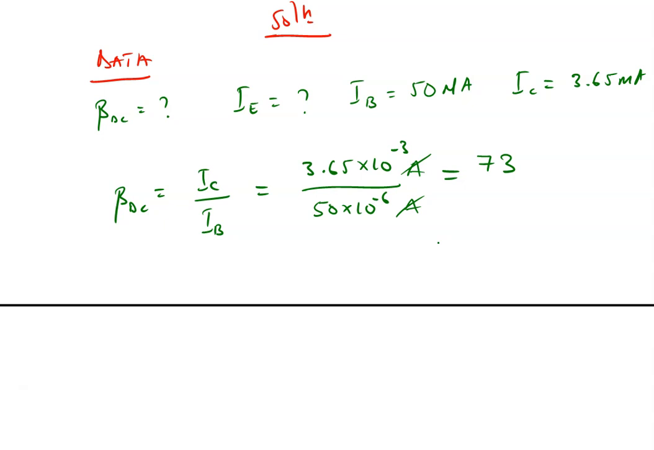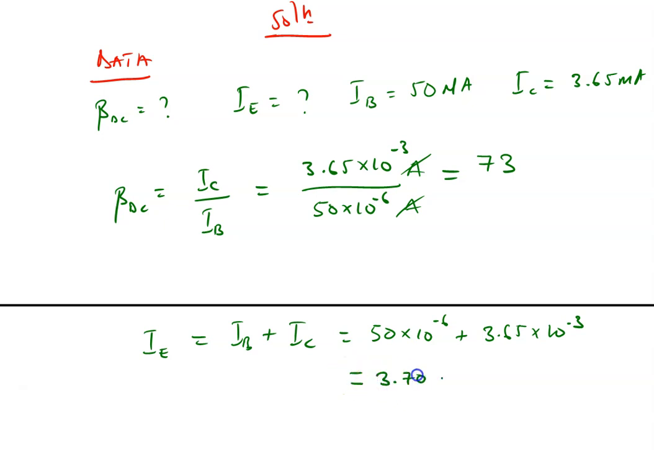Right? And he said we should also find the emitter current. We know that the emitter current is the base current plus the collector current. And that will be equal to 50 times 10 exponent minus 6 plus 3.65 times 10 exponent minus 3. At this point, you use your calculator, right? And after computing everything, you're going to get 3.70 milliamps. So that is it. That's the typical example.